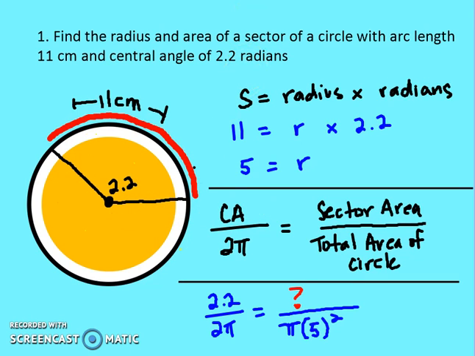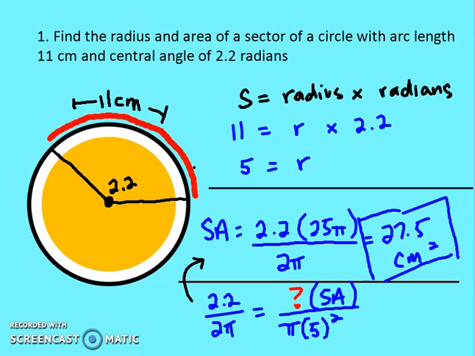So we're going to fill in our values. We know the central angle is 2.2 radians divided by 2 pi radians, the total number of radians in a circle. We don't know what the sector area is; that's what we're trying to figure out. The total area of the circle is pi r squared, or pi times 5 squared. Solving for the sector area, 2.2 times 25 pi divided by 2 pi is equal to 27.5 centimeters squared.